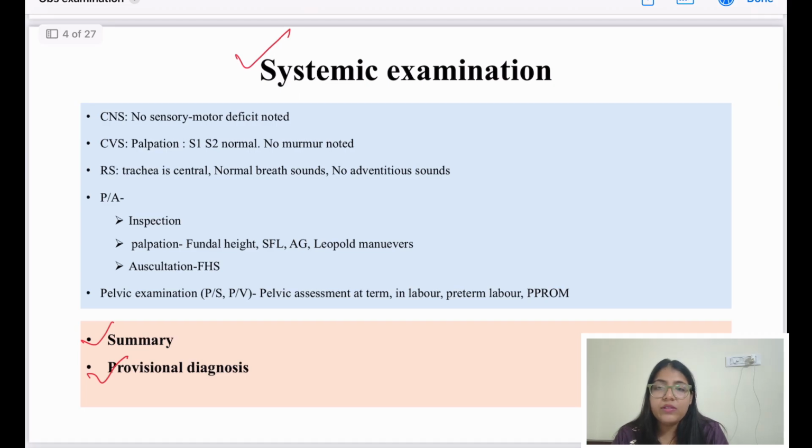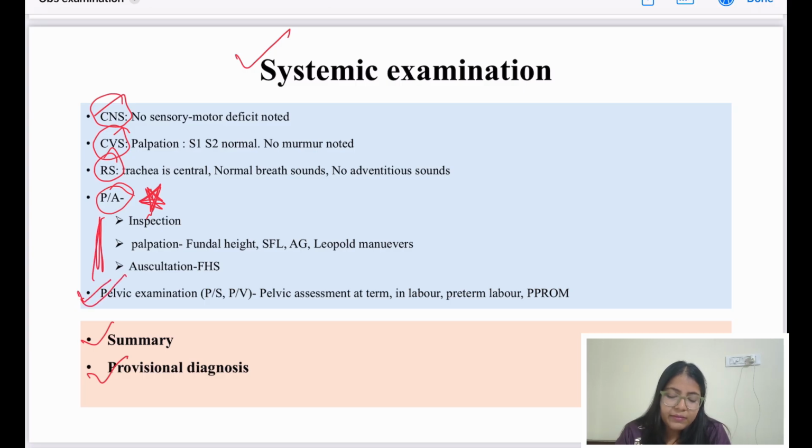Then you proceed to systemic examination, which includes CNS examination, then CVS, then respiratory system, and then per abdomen. This is the most important part of any obs examination. When an examiner is in a hurry, or is in no mood to listen to your full history and examination, he will go straight to the abdomen part, per abdomen, and how you have written or are presenting the case to him. So this is the most important part.